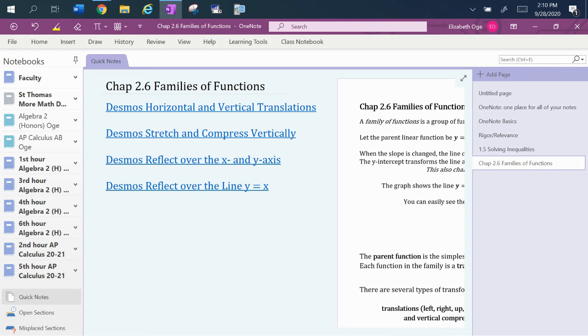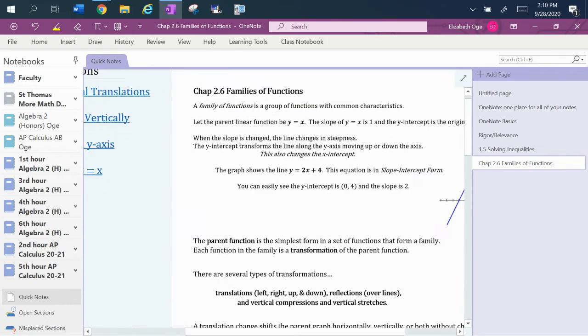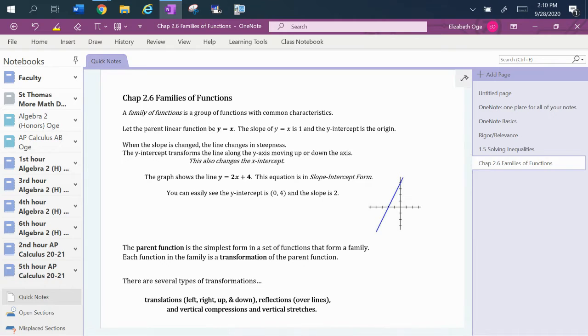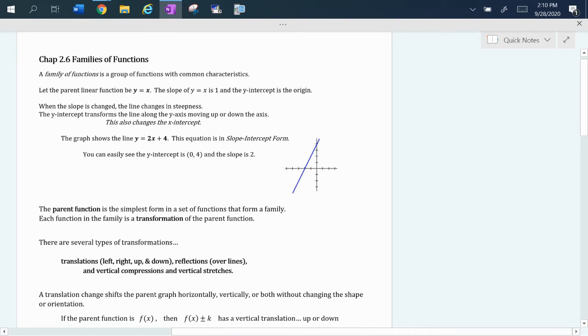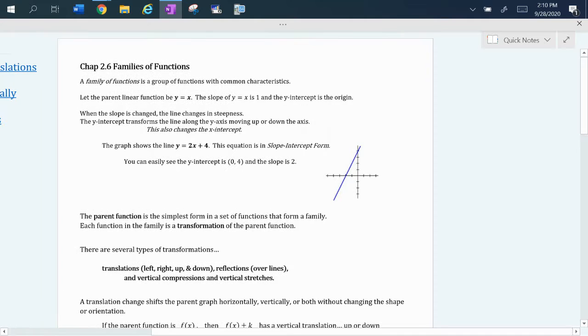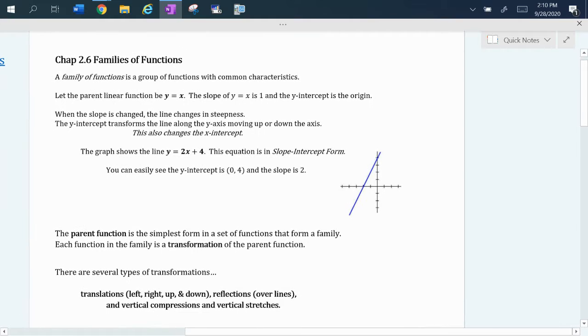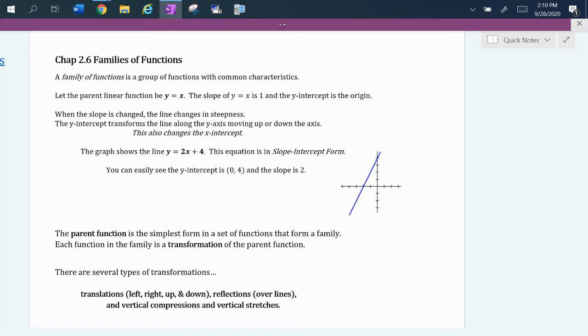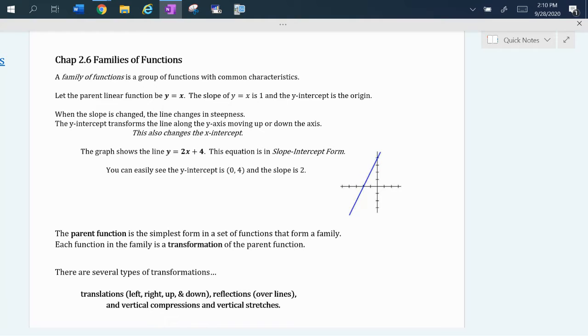Today we're going to talk about families of functions. A family of functions is a group of functions that have common characteristics. So for example, linear functions can be called a family of functions, where the parent function of this linear function is the line y equals x, whose slope is 1, and the y-intercept is at the origin.